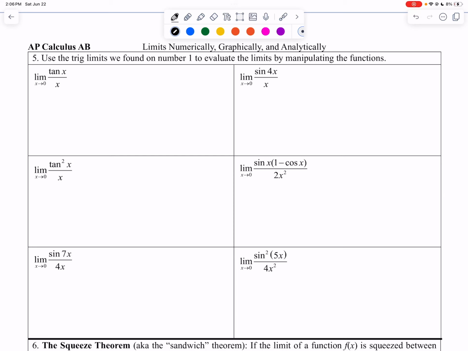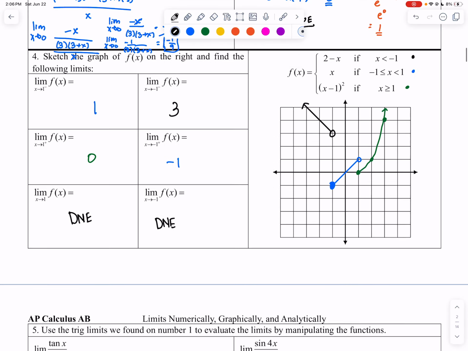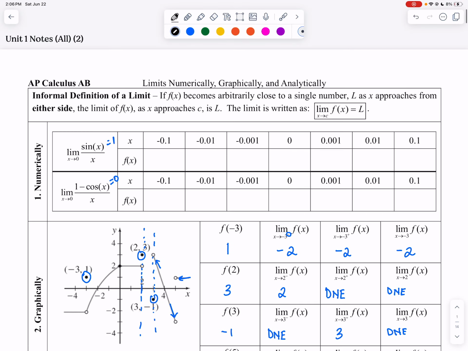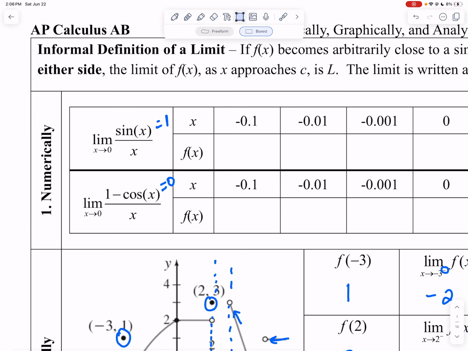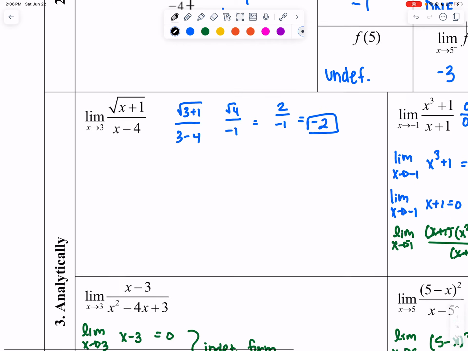All right, in this video, we are going to be talking about trig limits, and to evaluate these, what we are going to be doing is looking at the trig limits that we found earlier using our table of values right here. So we have sine x over x, that's going to be 1, and then 1 minus cosine of x over x is going to be 0 as x approaches 0. All of these are going to be dealing with x approaching 0, so we are going to be using some properties here for these right here.